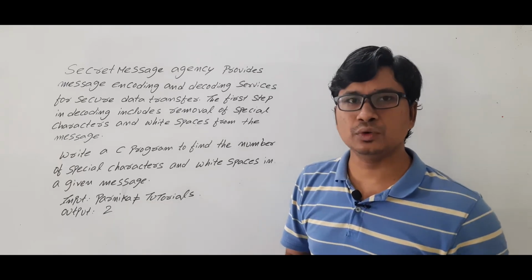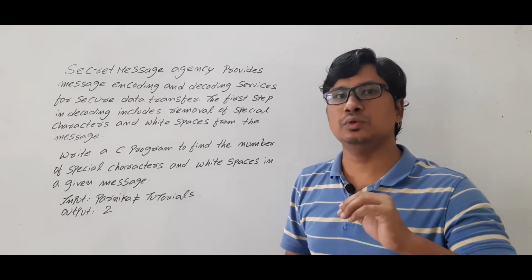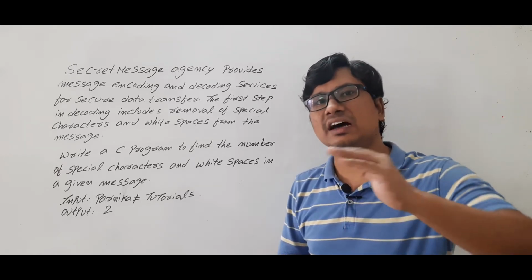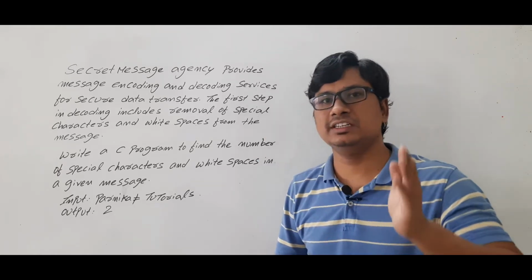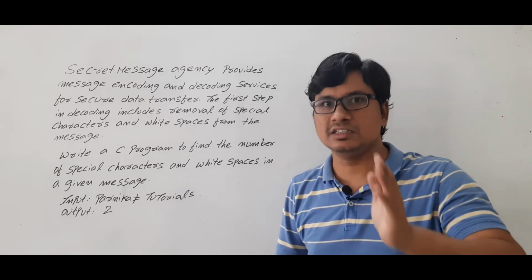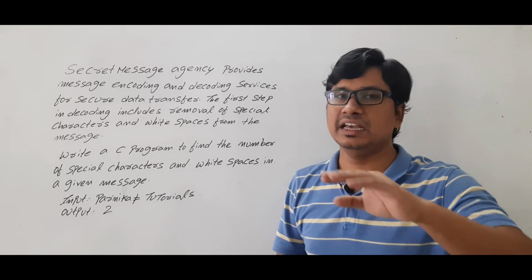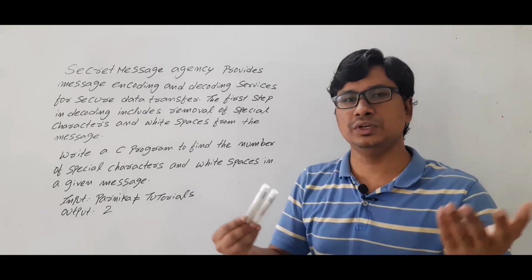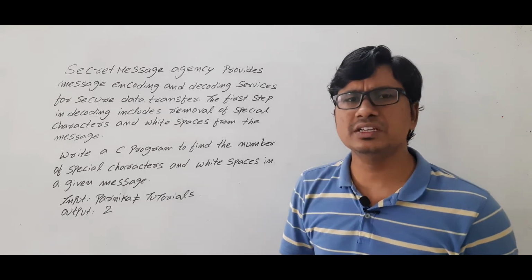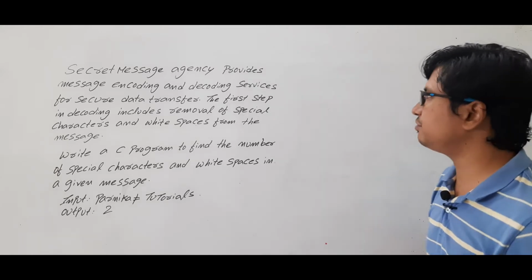So what we need to do is count the characters other than small a to small z, capital A to capital Z, and digits from 0 to 9. Any other characters we find, either white spaces or special characters, we need to count them. The logic is very simple. Now let me write the program for you.